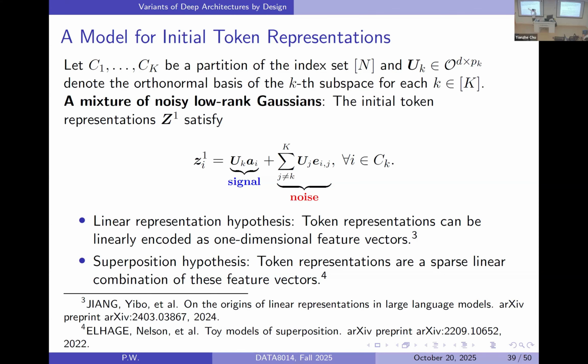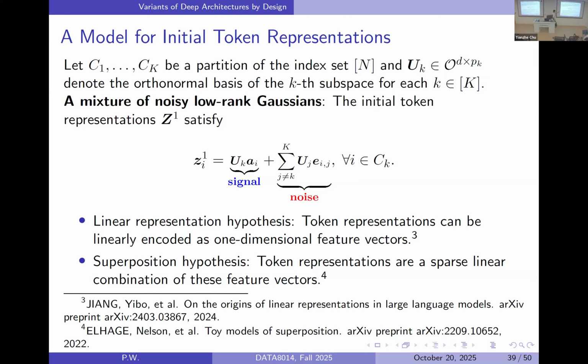satisfy this assumption. They lie on a mixture of noisy low-rank Gaussians. Compared to the previous mixture of low-rank Gaussians, we have a noise term. Note that C1 to CK is a partition of the index set, and if i belongs to the k-th set, then the i-th token at the initial layer satisfies this. This is the signal part, this is the noise part. Of course, this is a simplification, an ideal assumption on the real-world initial tokens.